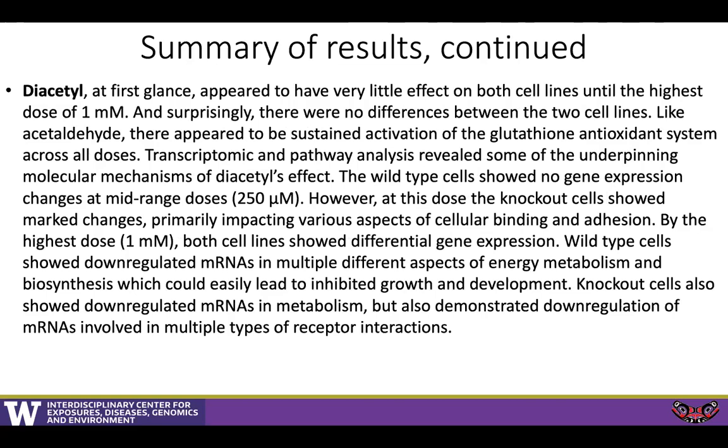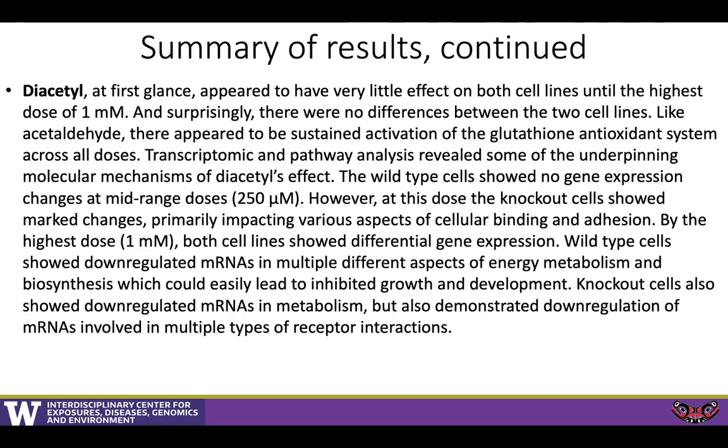Diacetyl at first glance appeared to have very little effect on both cell lines until the highest dose. And surprisingly, there were no differences between the two cell lines. Like acetaldehyde, there appeared to be sustained activation of the glutathione antioxidant system across all doses. Transcriptomic and pathway analysis revealed some of the underpinning molecular mechanisms of diacetyl's effects. Wild-type cells showed no gene expression changes at the mid-range dose. However, at this dose, the knockout cells showed marked changes, primarily impacting various aspects of cellular bonding and adhesion.